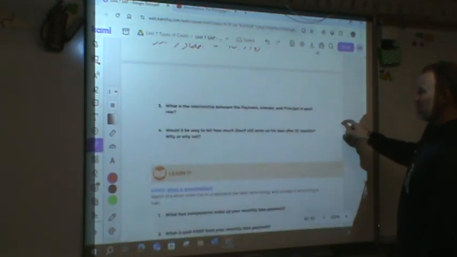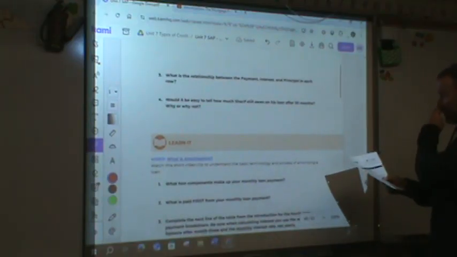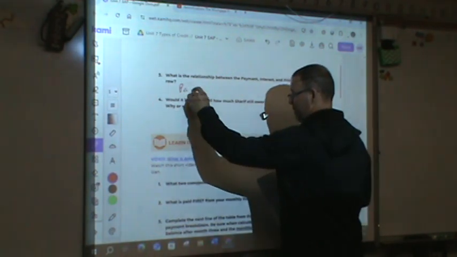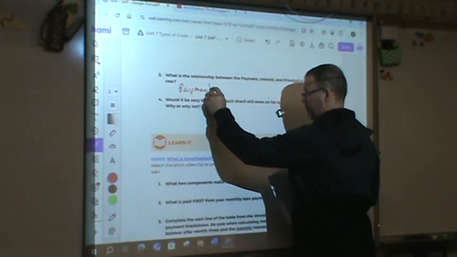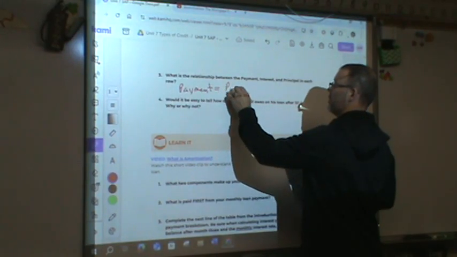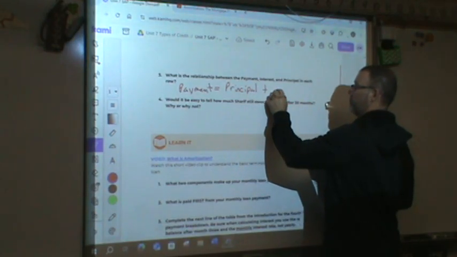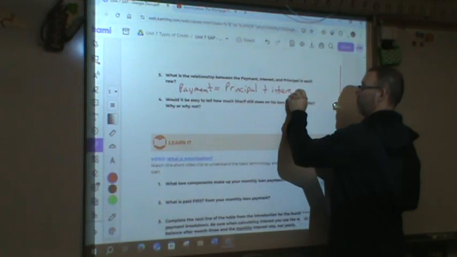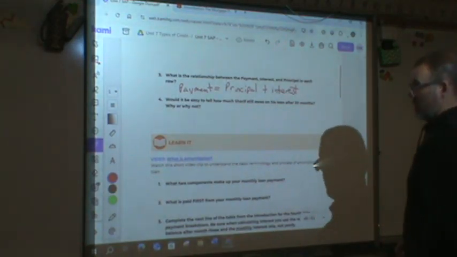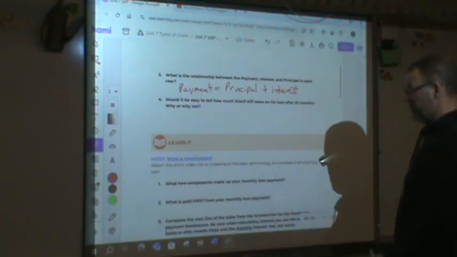So what is the relationship between the payment, interest, and principal in each row? Well, payment equals the principal plus the interest. So if you buy a home loan, you buy an auto loan, your payment should include principal and interest.